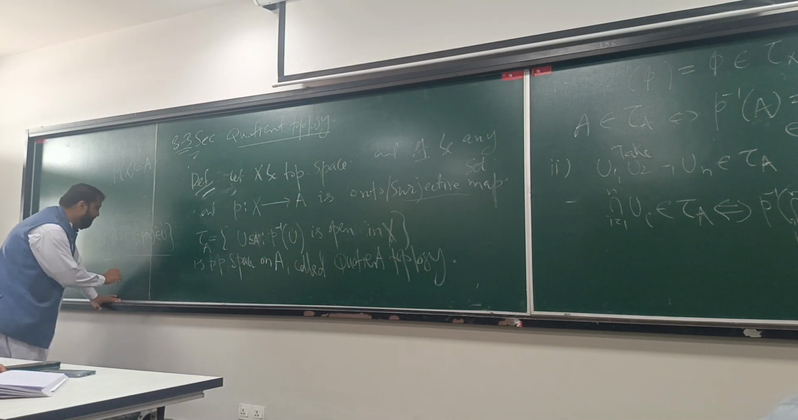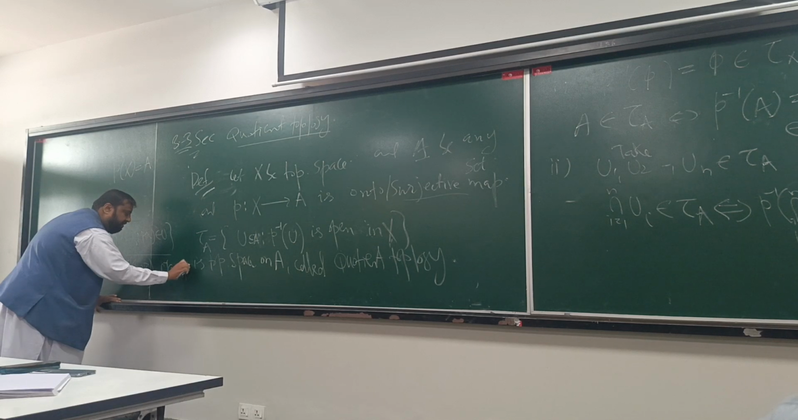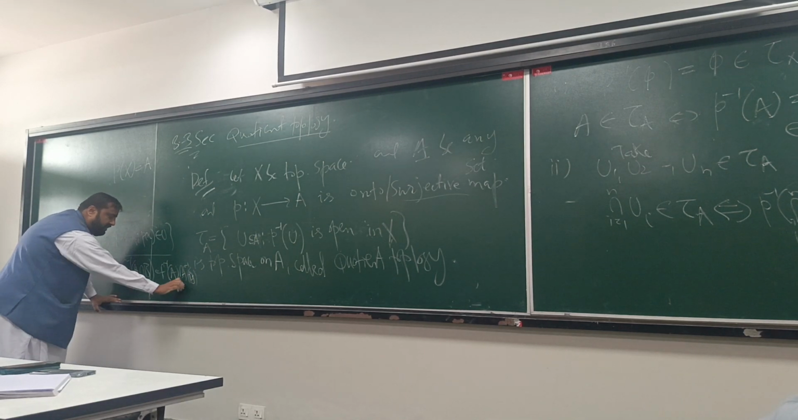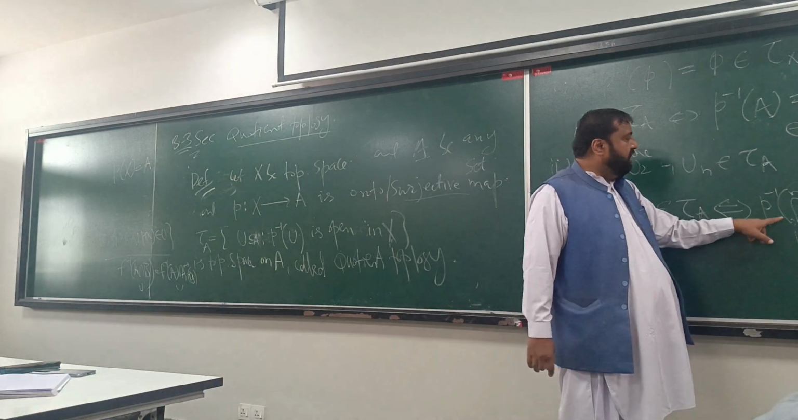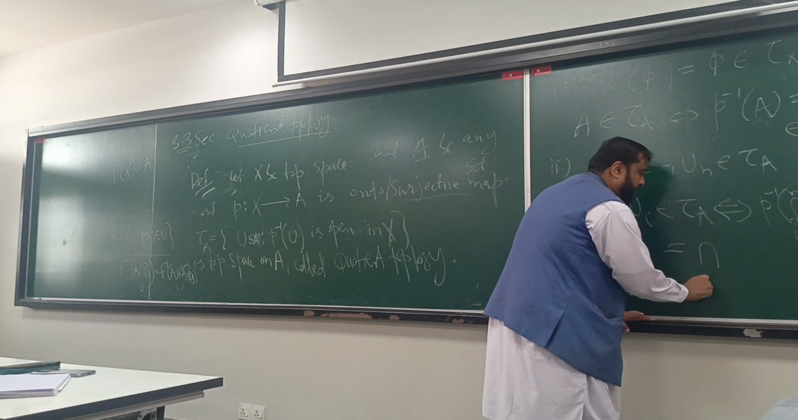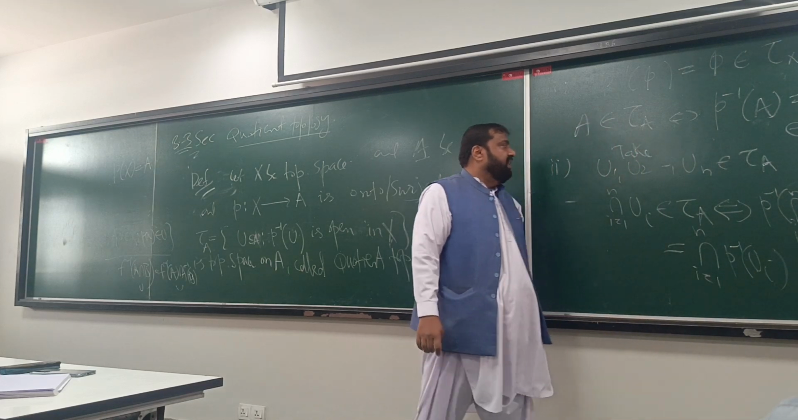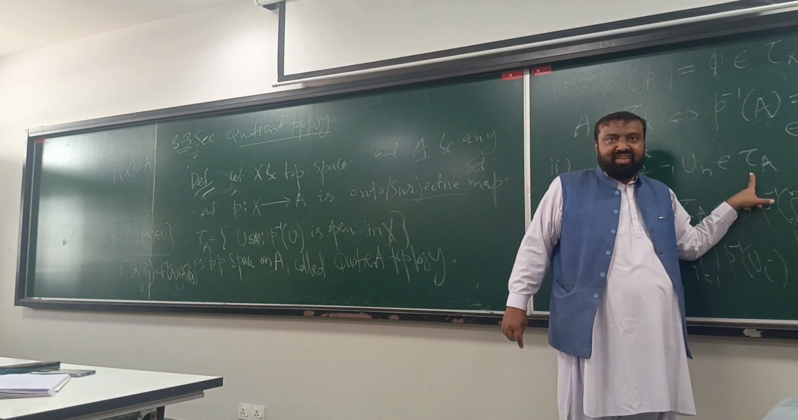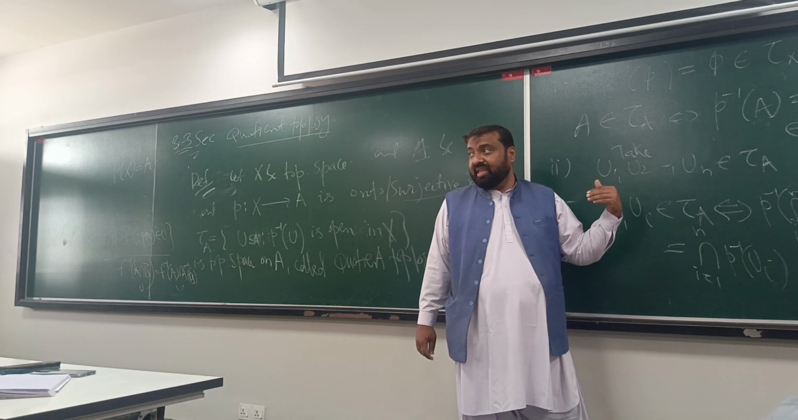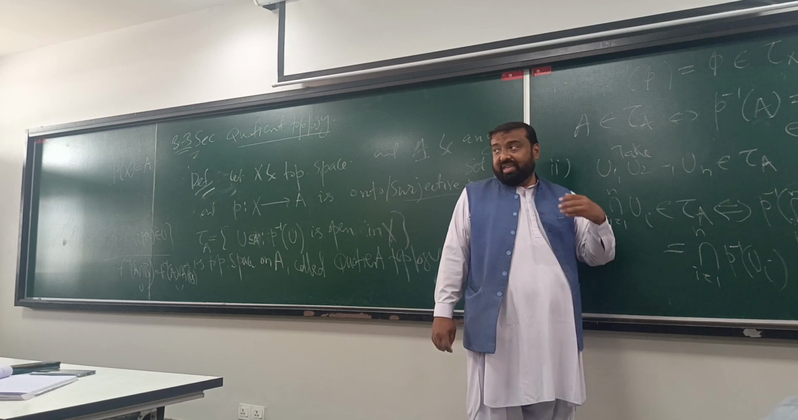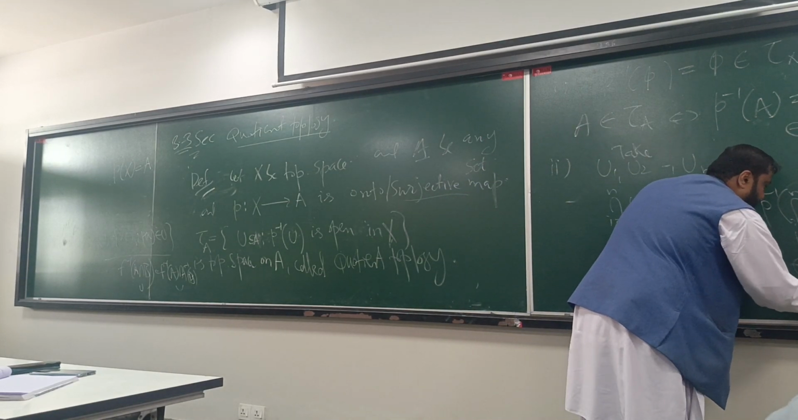We studied this, remember? f inverse of A intersection B is equal to f inverse of A intersection f inverse of B. In fact, this is true for unions as well. If you have a finite intersection, this is still valid. So P inverse of the intersection is equal to the intersection over i equal to 1 to n of P inverse of Ui. But all these Ui are in tau A, so what does that mean? Their preimages will be in tau X. Since tau X is a topology, the intersection of those open sets is also in tau X.